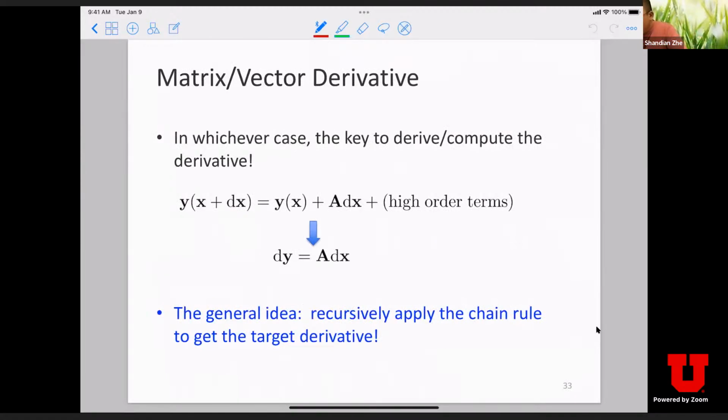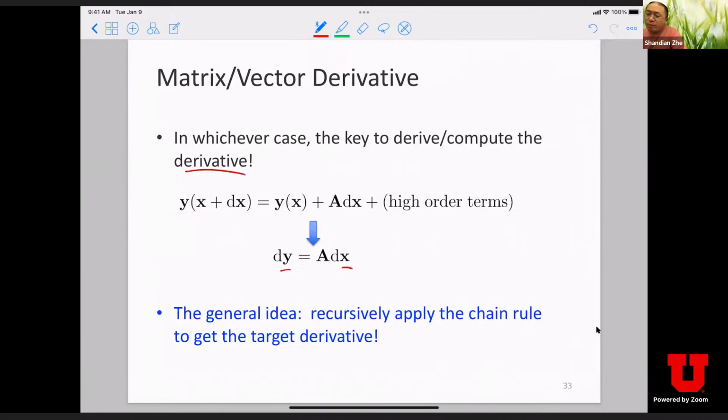So as we just mentioned, in whichever definition of your gradient, the key is actually to derive or compute the derivative, right? How do you take the derivative of y, which can be written as a kind of linear transform of your derivative of input x?